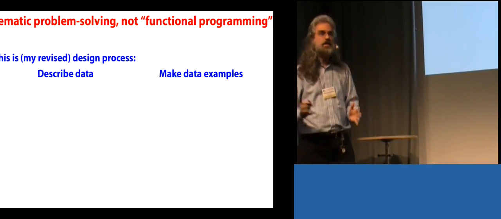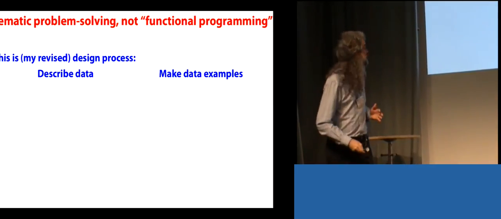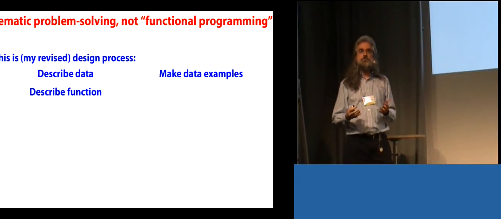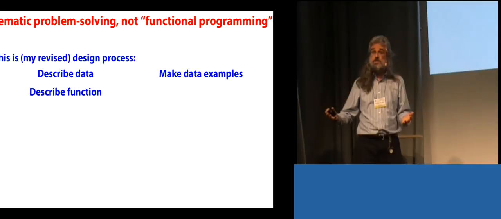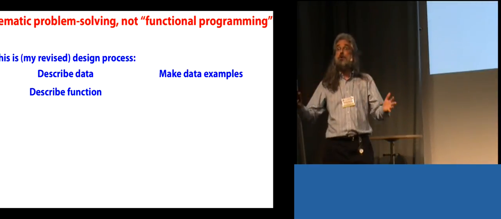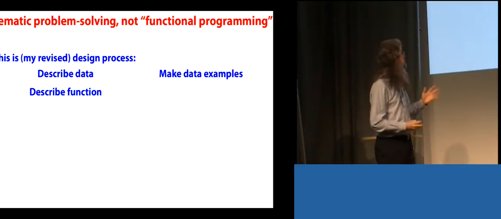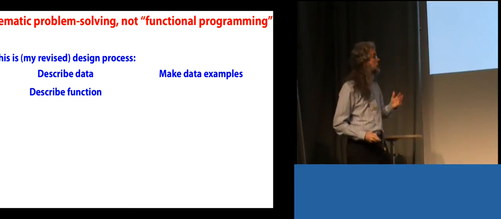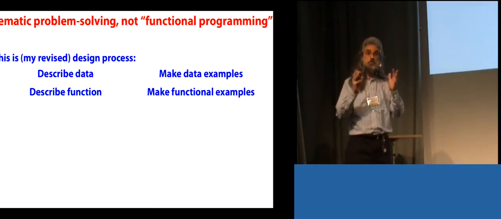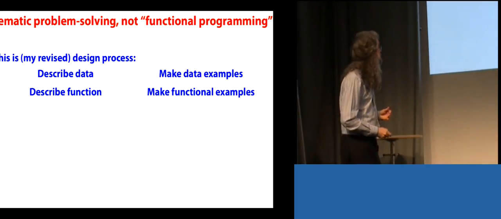Once they've got that, then they can start designing functions. And so we'll talk about describing the functions, and we'll give the function a type signature. No formal contract, just a very informal purpose statement. This is what the function is supposed to do. And then once again, illustrate that with examples. Now we've got a plan. We're ready to start writing the code.